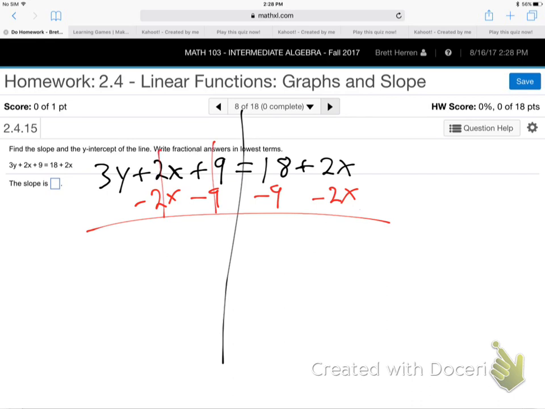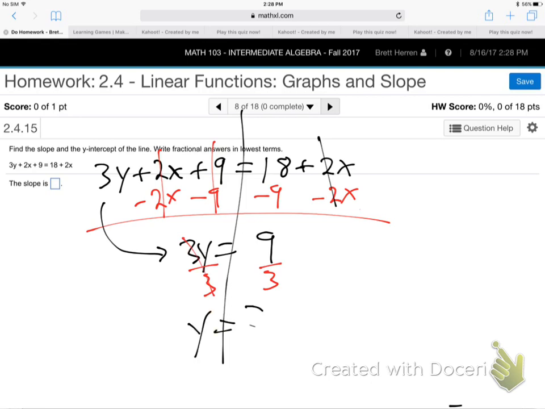That'll get rid of that stuff. And so what do we got then? Bring this down. 3y, and this is 9, and these guys go away. So x has vanished. Okay, keep going. We're trying to get y alone, so divide by 3. So y equals 9 divided by 3. It's just 3. So that's going to be a straight line.